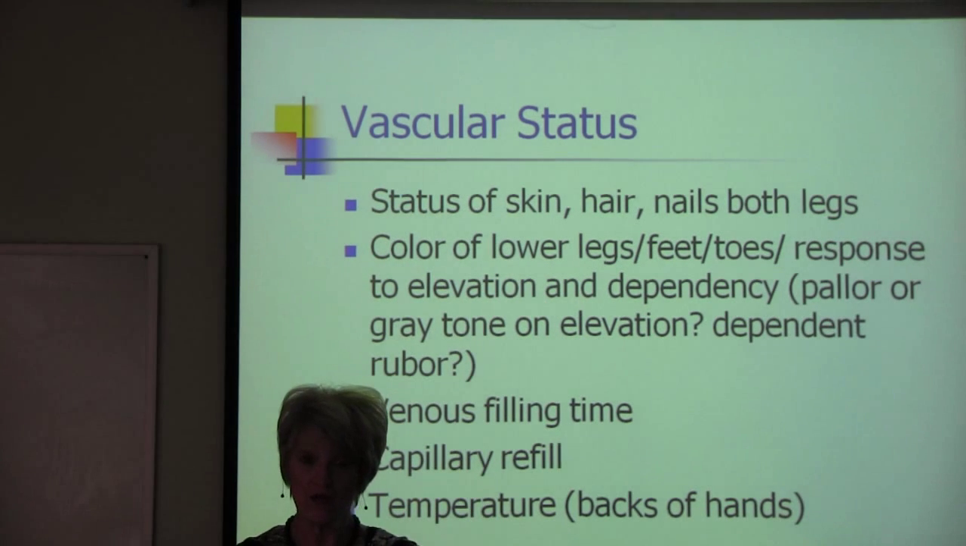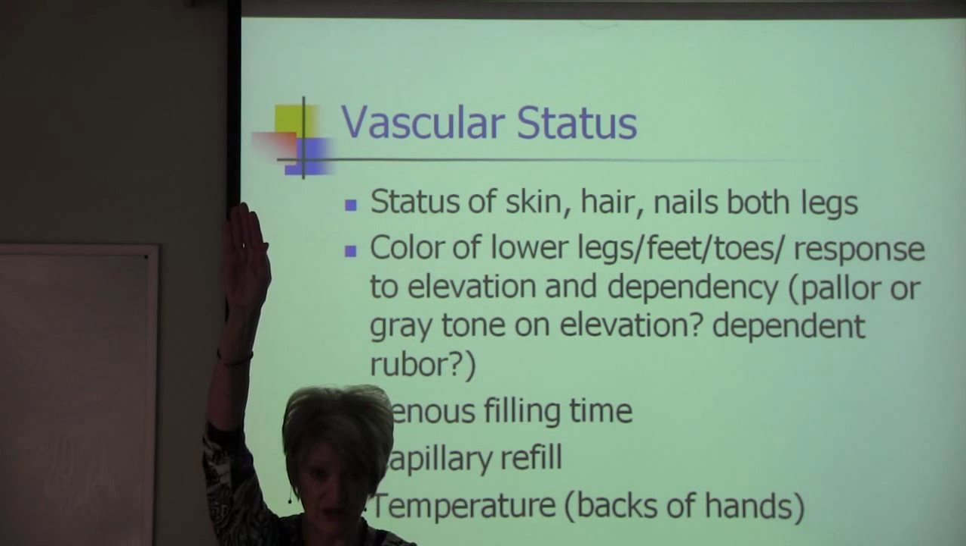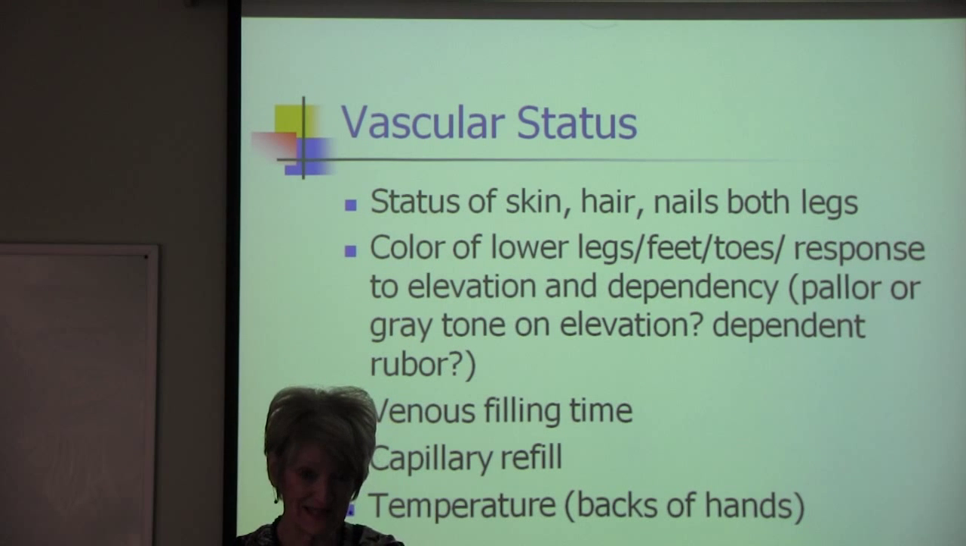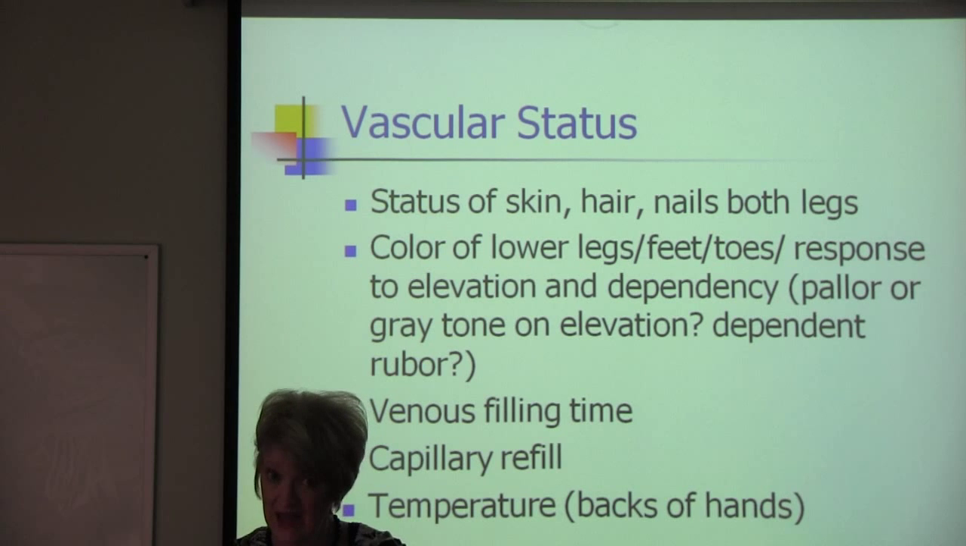Then I'm going to look at color. I'm going to see what happens with elevation. I'm going to see what happens with dependency. Elevational pallor, dependent rubor, a very significant finding. You just don't get that unless you have significant peripheral arterial disease.